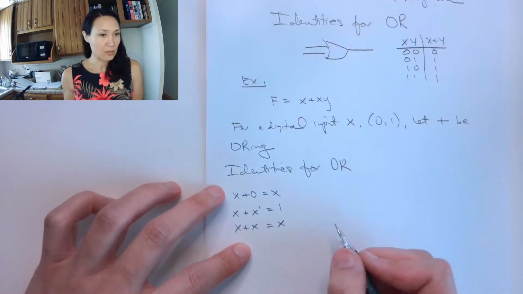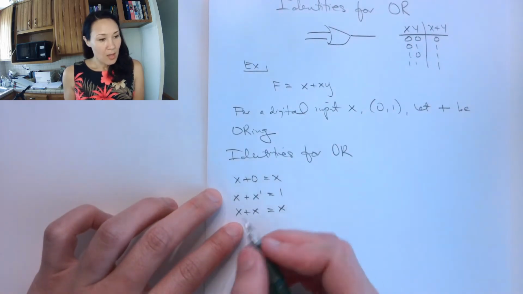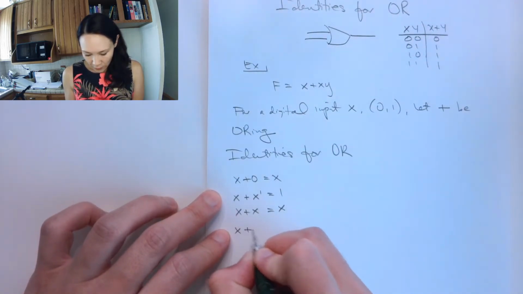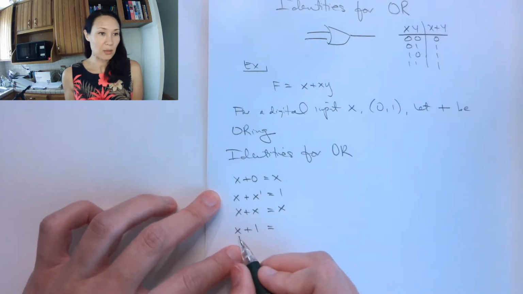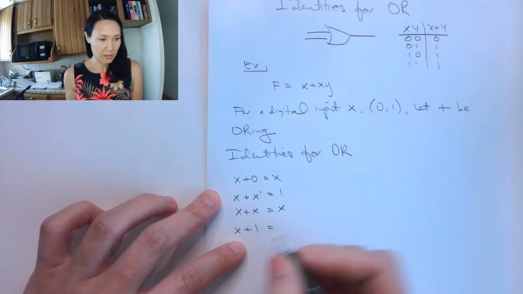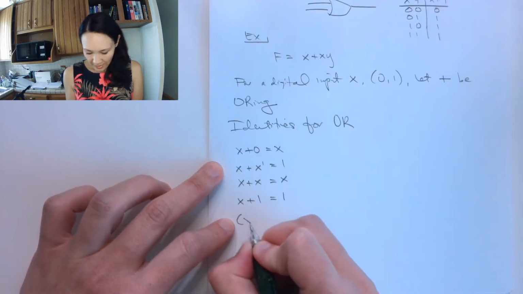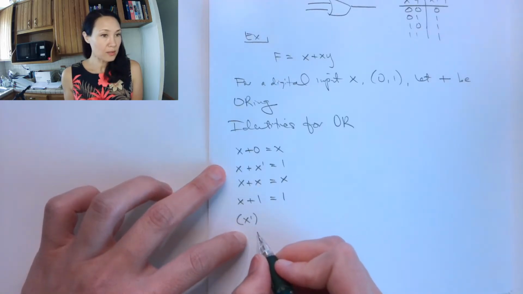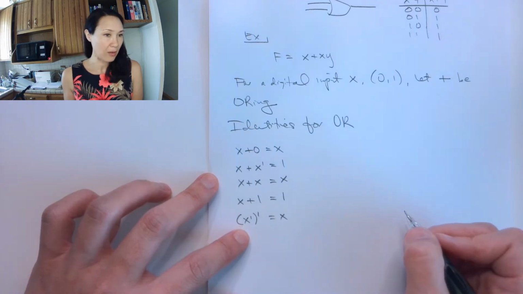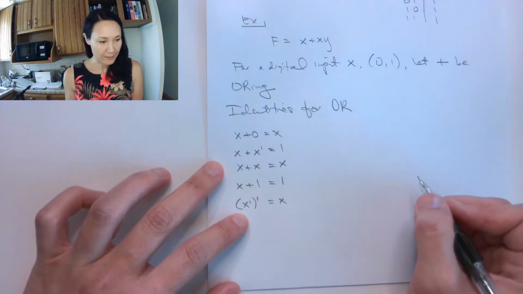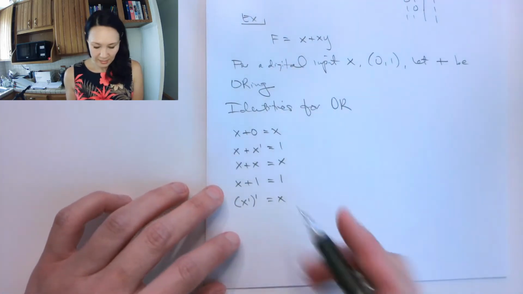And this is going to help us with minimizing functions that have more than one literal. The next one is, if we OR something with 1, it doesn't matter what that something is. It can be 0 or it can be 1. If we OR it with 1, then our result will always be 1. Next we have, if we have the inverse of x, and we take the inverse of that, we're just going to get x back out again. And this can go under the OR identities or the AND identities.